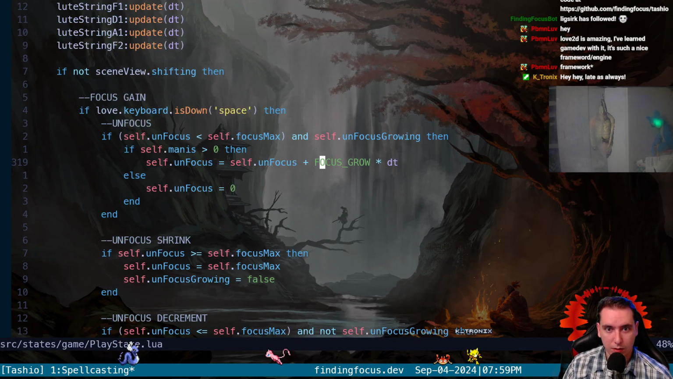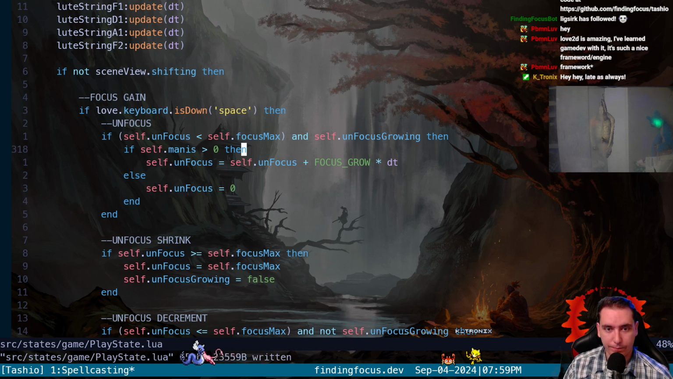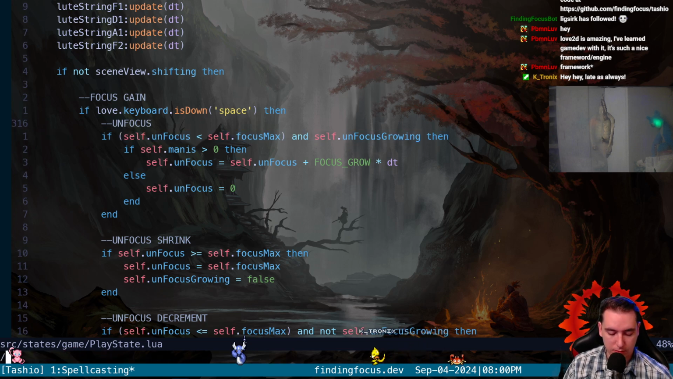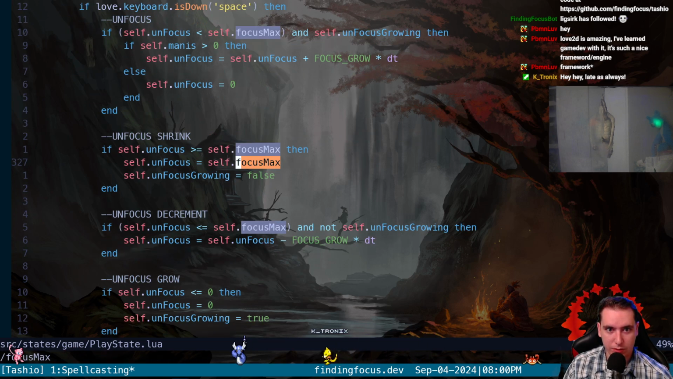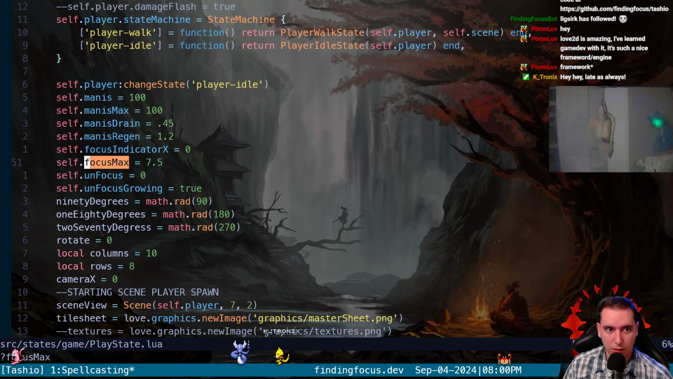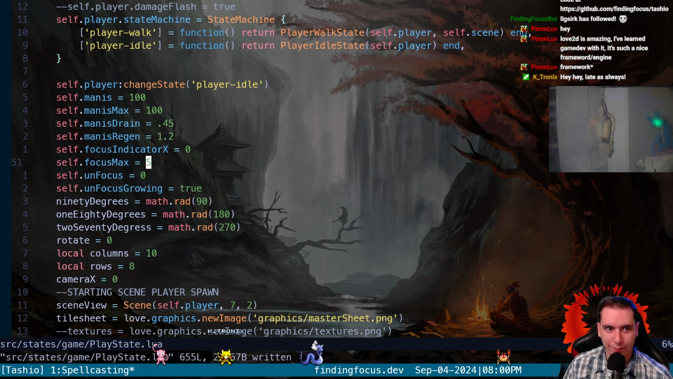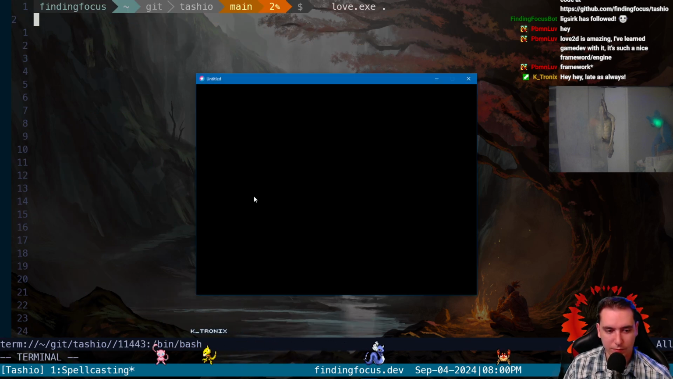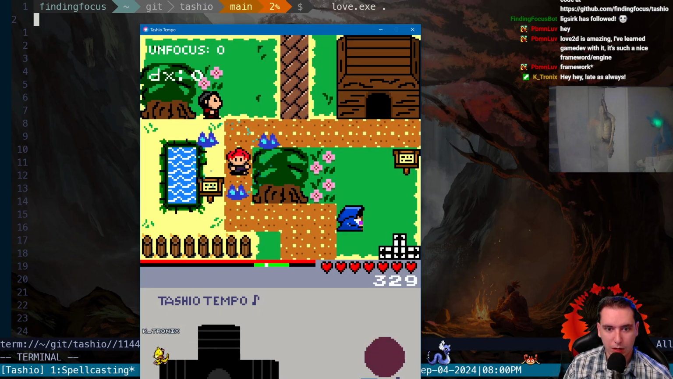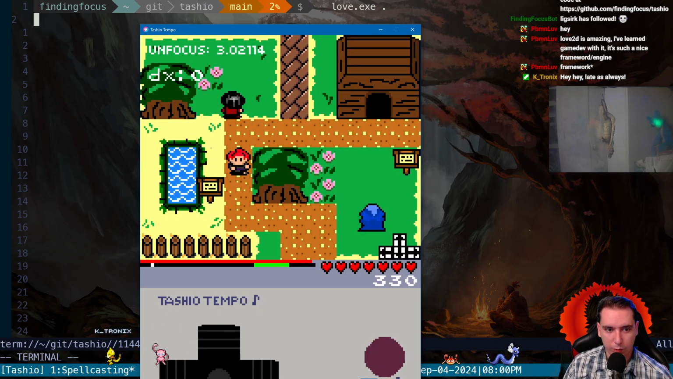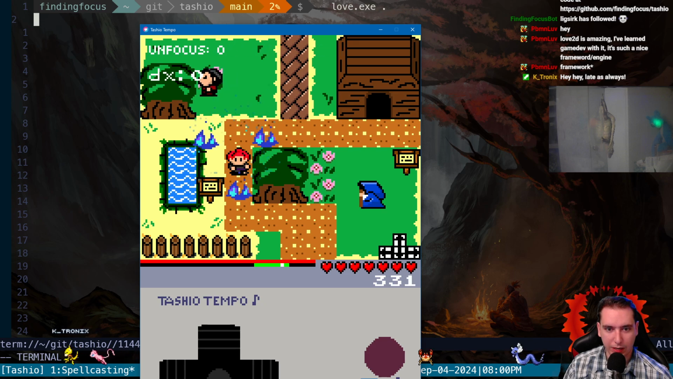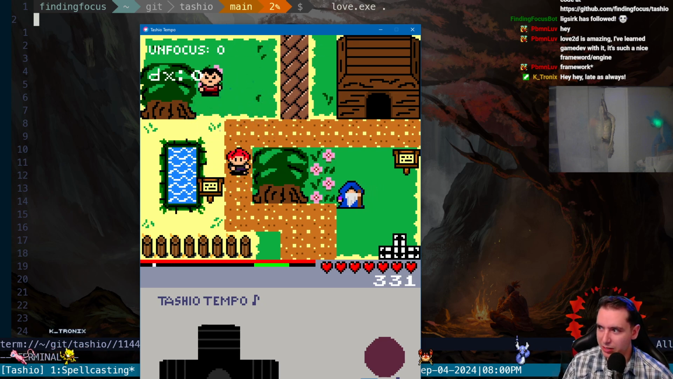So let's make sure that our focus max should be less. Let's make sure our focus max isn't that much. Yeah, let's make this like a 5. This is really unfocus max, but that just sounds ridiculous. There we go. So do you see that little stuttering for the focus indicator? Like it kind of hiccups over speed bumps almost.